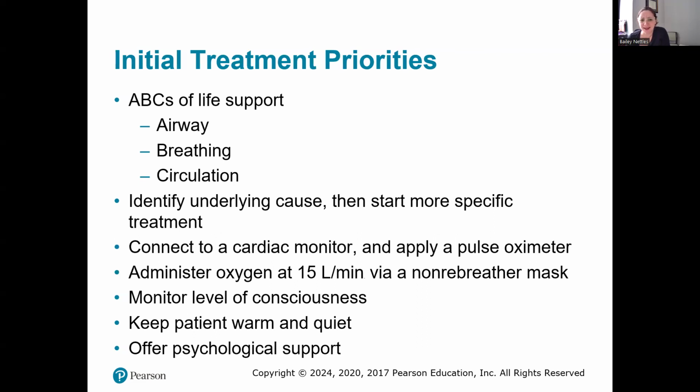Oxygen, especially if it's anaphylactic, okay? They need to be on oxygen. Monitor their level of consciousness to make sure that they're not dying or going into a coma. Keep them warm and quiet unless they have a fever with septic shock, okay? But we want to be sure, especially with hypovolemic, they need to be warm because they don't have any blood, okay? And if they need other psychological support, that's okay too.